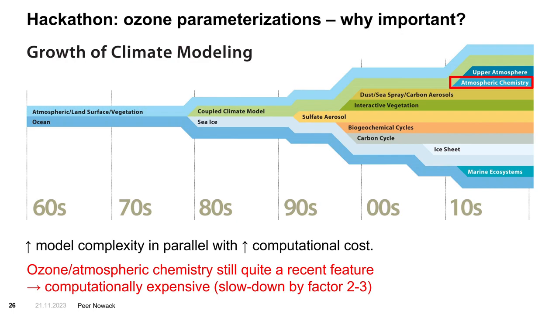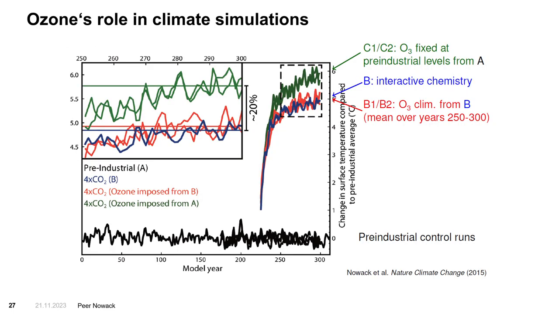So the question is, can you basically include ozone and atmospheric chemistry in a model without having to model it explicitly using a numerical model? But could you use machine learning to take a shortcut?